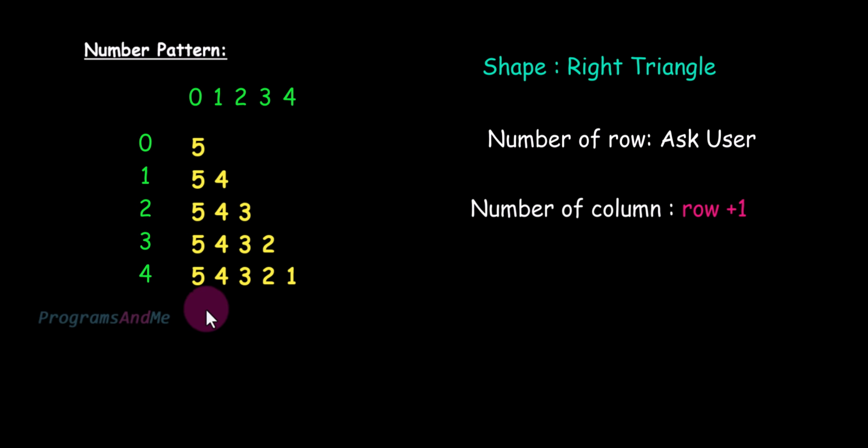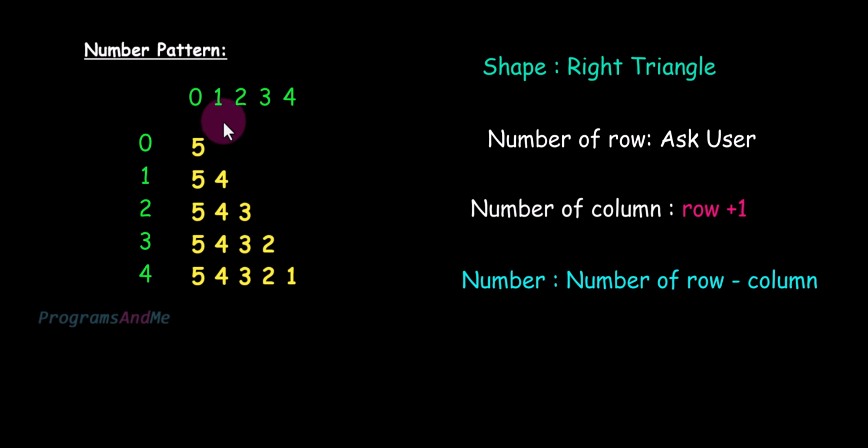To print this number, here 5 is nothing but the number of rows in this output. When the user enters the number of rows as 5, we'll get this pattern. So when I subtract the column number from the number of rows, that is 5 minus 0, we'll get 5. 5 minus 1 will get 4. Here column number is 2, 5 minus 2, 3. 5 minus 3 will get 2. 5 minus 4 will get 1. So to print this number, we'll use the formula number of rows minus column number.